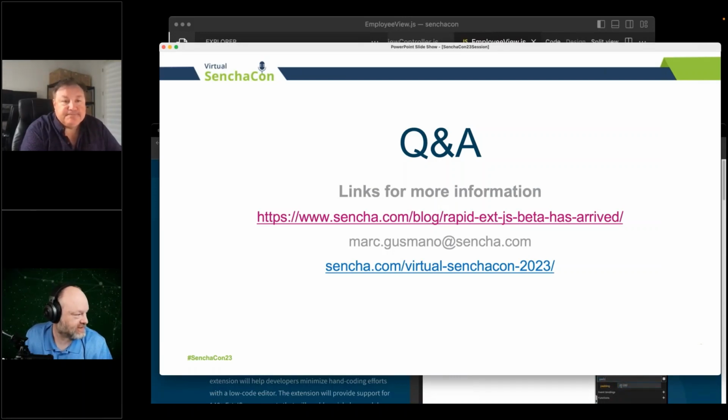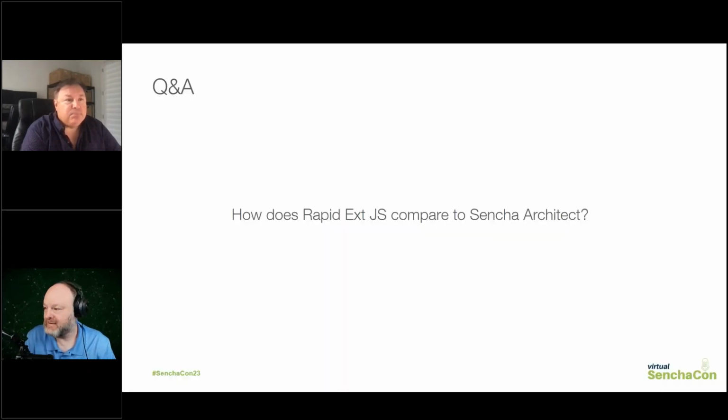The first question is, how does Sencha Ext JS compare to Sencha Architect? You probably mean how does Rapid Ext JS compare to Sencha Architect? Yes, I misread that. That's all right, because one thing they have in common is they both allow you to build Ext JS applications. They both do visual drag and drop design. So in that way, there's a lot of parallels.